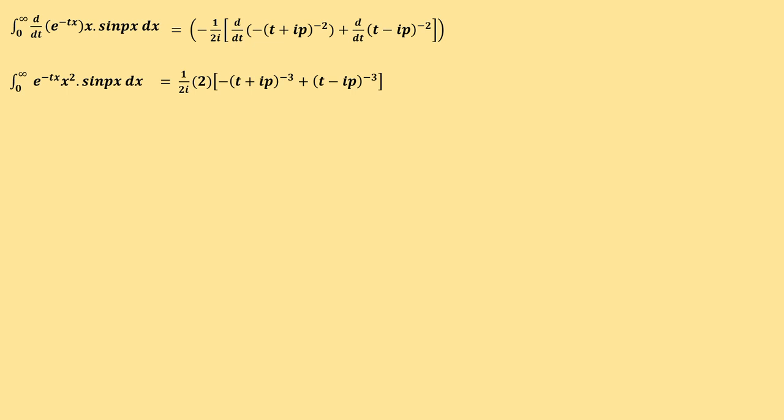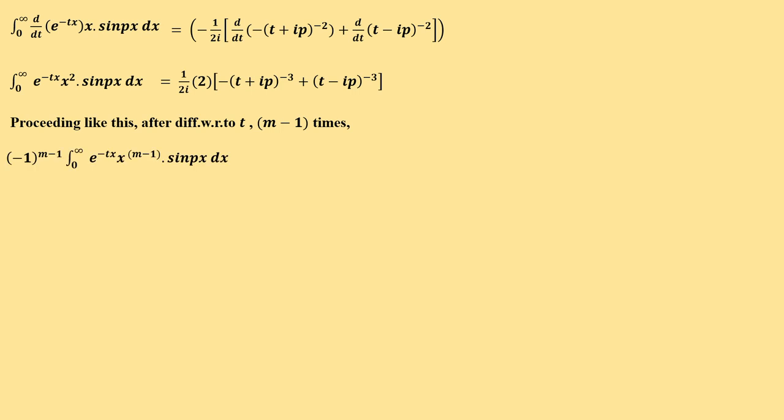So 1 by 2i into (2 minus t plus ip) whole power minus 3 plus (t minus ip) whole power minus 3. Proceeding like this, after m minus 1 times differentiation, you will get, so minus plus is repeating, so minus 1 plus 1 is repeating, right? So (minus 1) power m minus 1, that is what we are writing.